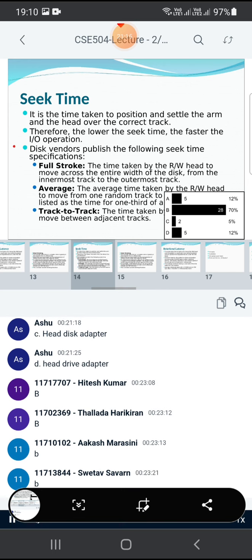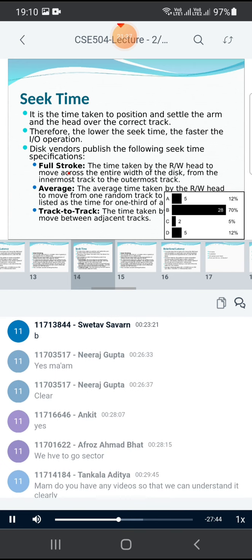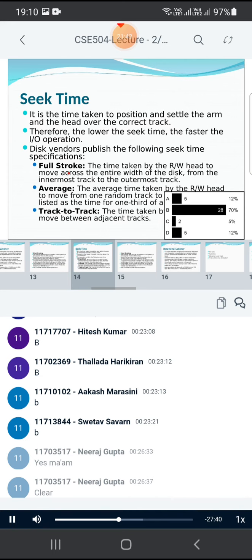Stroking is what we have discussed. Full stroke is the time taken by the head to move across the outermost track to the innermost track, meaning the time taken by the head to move across the entire width of the disc. Average is the time taken by the head to move between any random tracks. Track to track is the time taken by the head to move between adjacent tracks.